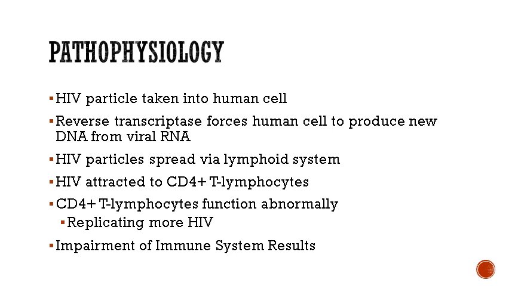So the HIV particle is taken into the human cell. And this is background information related to patho. Reverse transcriptase is going to force that human cell to produce new DNA from viral RNA. HIV particles are going to spread into the lymphoid system. HIV is attracted to CD4 T lymphocytes, and we'll talk about those a lot related to what we're monitoring for counts. These CD4 T lymphocytes then begin to function abnormally, which causes more replication of the HIV virus. As a result, overall, we get impairment of the immune system. Figure 20.2 is helpful to walk you through this as well.